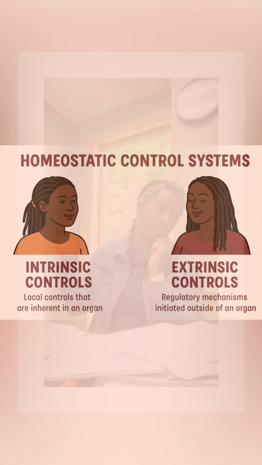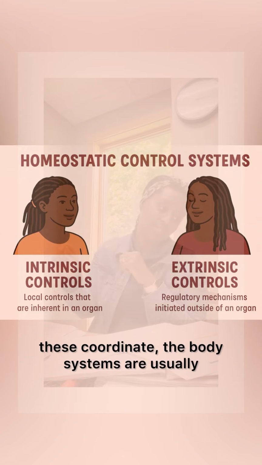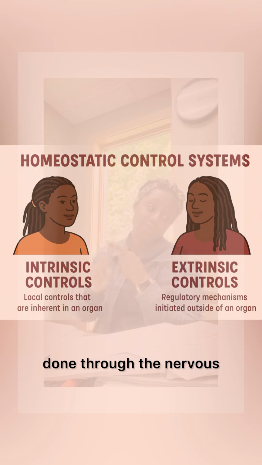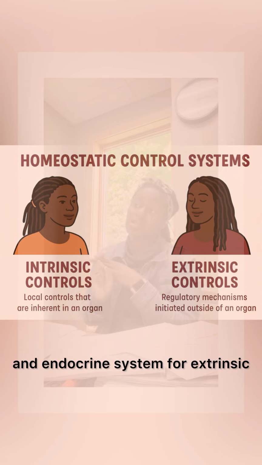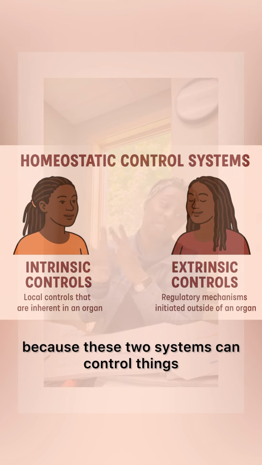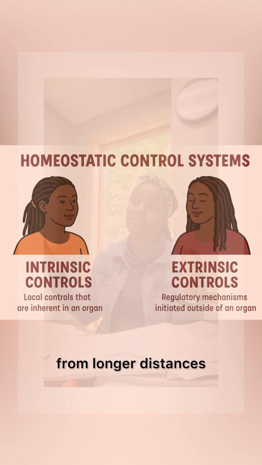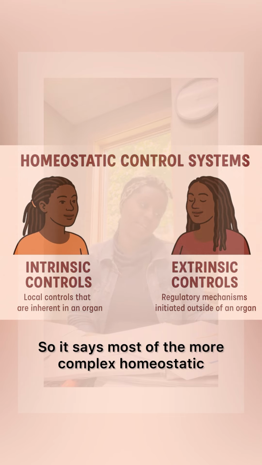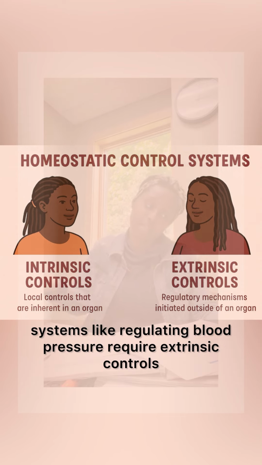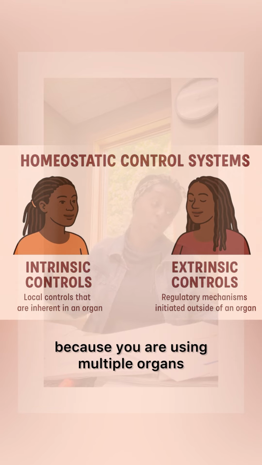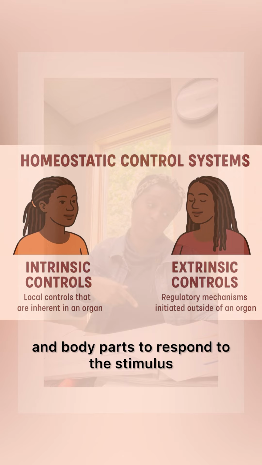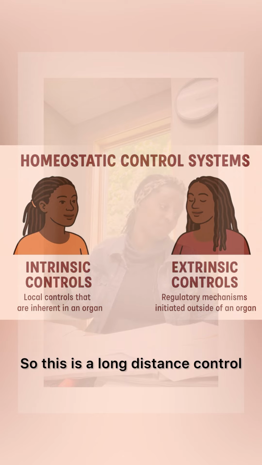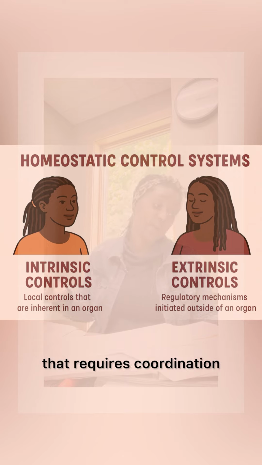Right. And these coordinate the body systems, usually done through the nervous and endocrine system for extrinsic, because these two systems can control things from longer distances because our nerves are all through our body. Endocrine system, I don't quite know, but it says most of the more complex homeostatic systems like regulating blood pressure require extrinsic controls because you are using multiple organs and body parts to respond to the stimulus that causes the imbalance. So this is a long distance control that requires coordination.